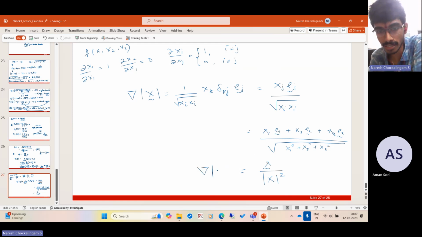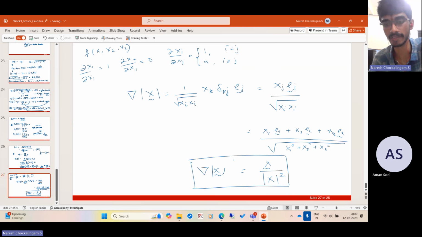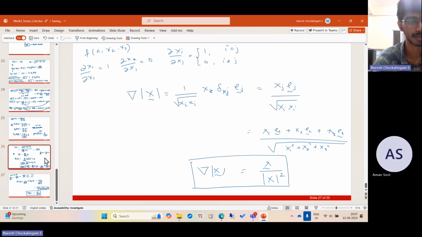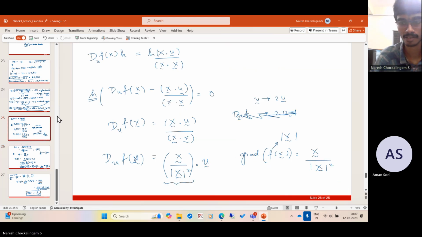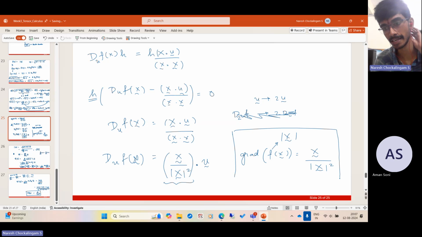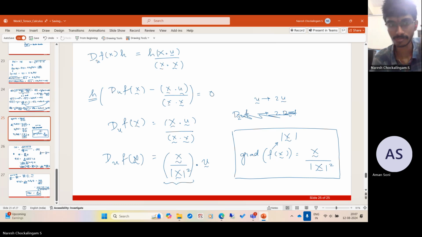So using the components and the indicial notation also, we have the gradient of the magnitude of x is x divided by the magnitude of x. And that is precisely the result we got here. That is it. So the gradient of the magnitude of x is the vector x divided by the magnitude of x.